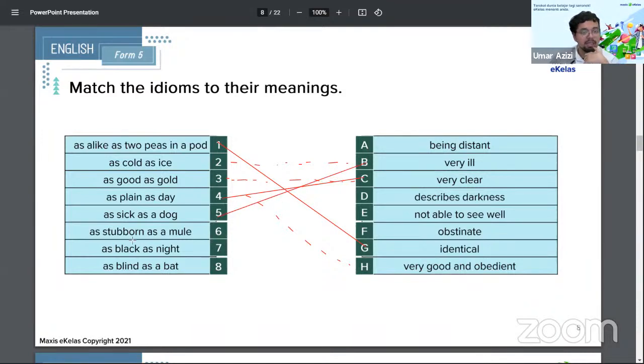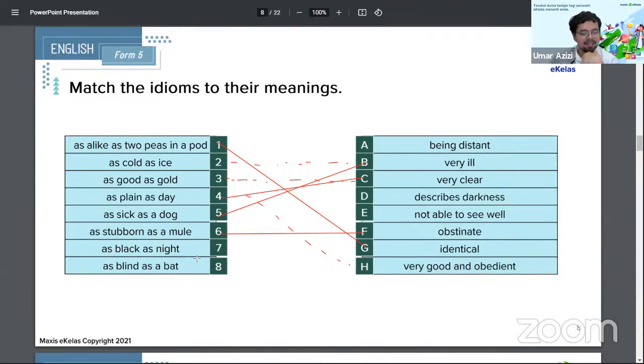6, as stubborn as a mule. What is the answer for number 6? 6 equals to A, D, E, F, H. 5B, right. Maybe, we'll find out the answer after this. 6 is F, as stubborn as a mule, obstinate. So, it means stubborn.